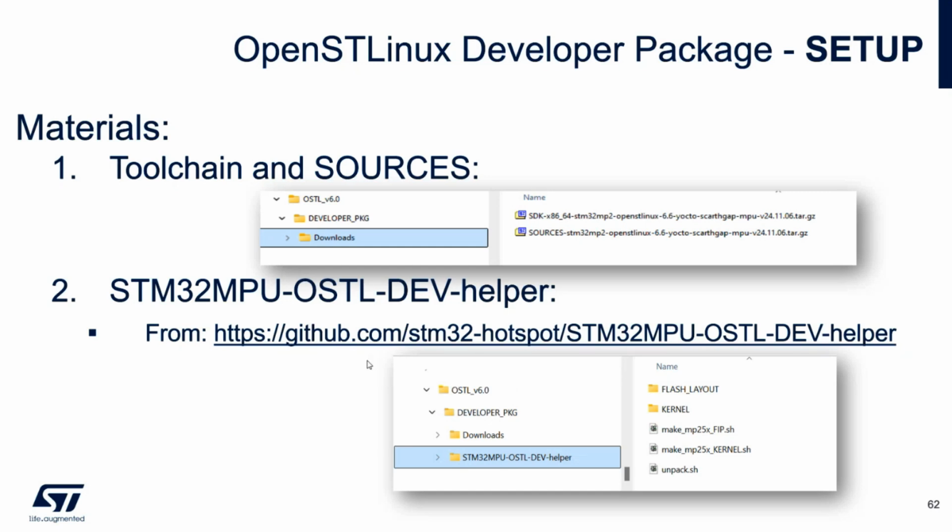So this stuff is present in our hotspot GitHub. I suggest you clone this GitHub on your system, and if you want, you can use these scripts. We are now going to use the unpack script. Later, we will use the make ship and make kernel task scripts that help you to build the kernel and the ship.